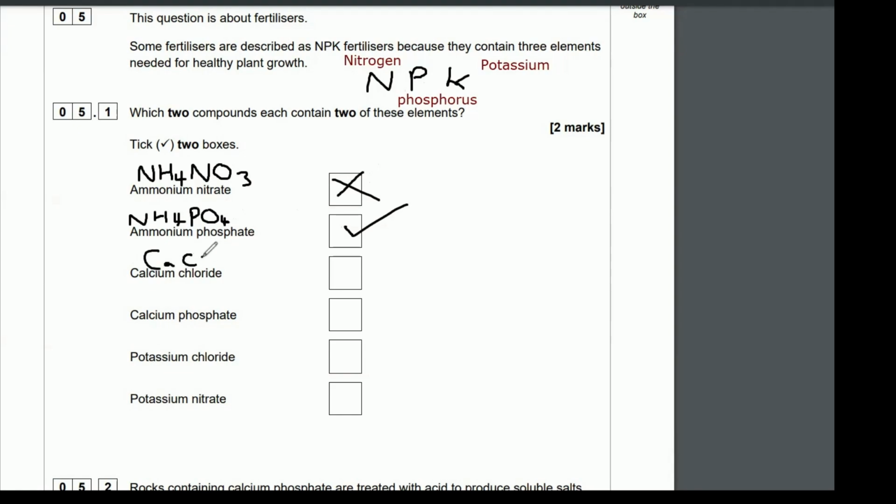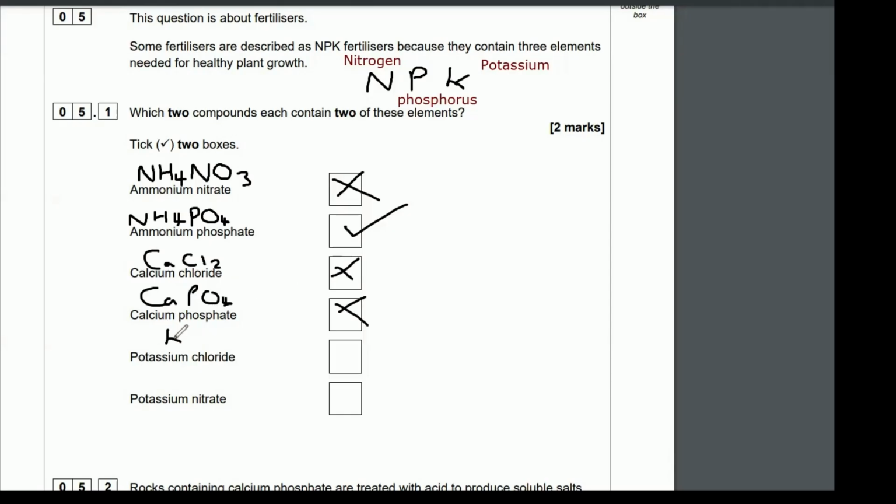Calcium chloride. No. Calcium phosphate. No. Is phosphate PO3 or PO4 3 minus? Okay, whatever. That's not the right formula there. That calcium phosphate is a different formula. Can't bother to work it out right now.